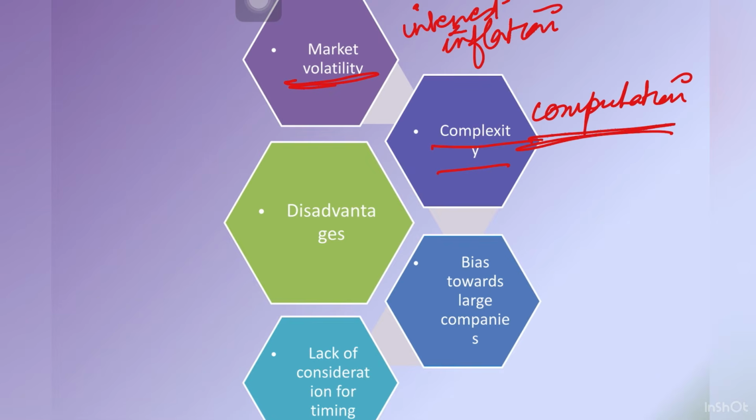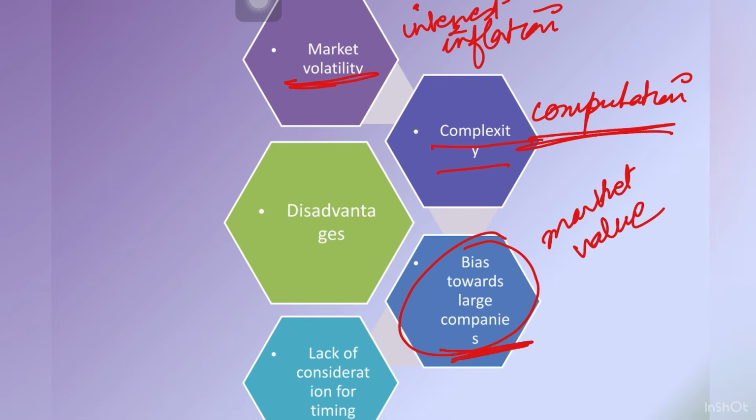Then it is biased towards large companies. How is it biased towards large companies? Because whenever you open up the financial statements, you can always see that for large companies the market value is always more, isn't it? So that is why this is more biased towards the large companies. Last is a lack of consideration for timing. How can we say that? It takes into account the investment made at one point of time and not at various intervals of time. So that is one of the disadvantages.